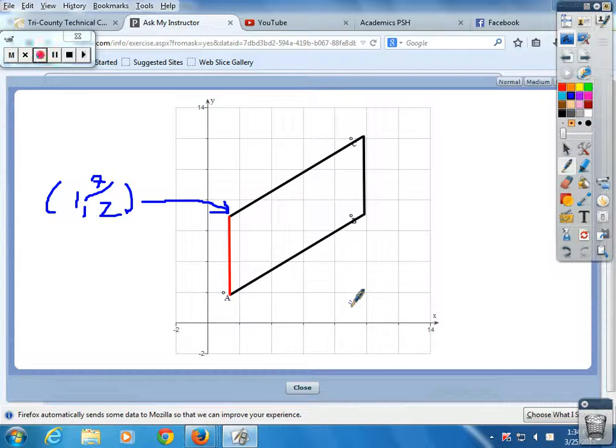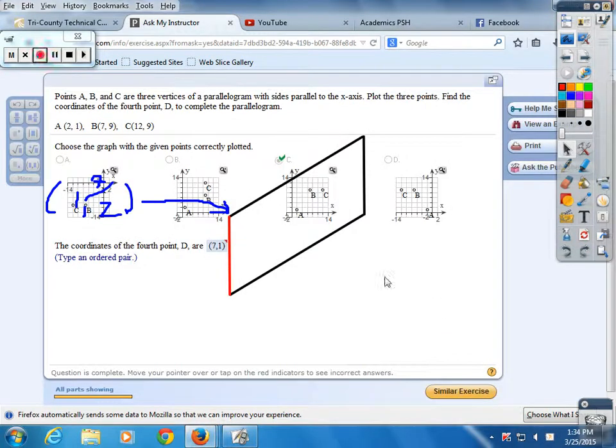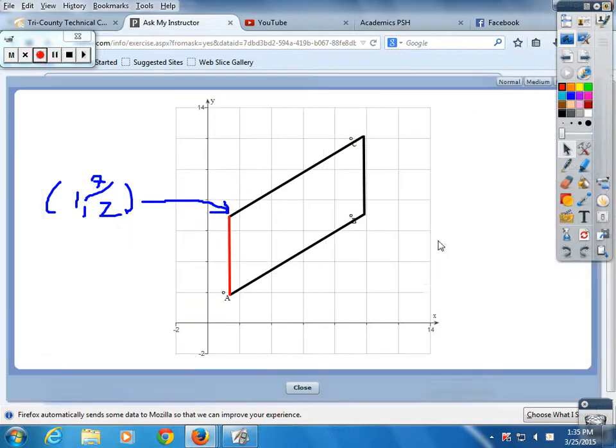Well, something tells me something ain't right. Let's go back and look at the directions. It says A, B, and C are 3 vertices of a plate with sides parallel to what? Parallel to the x-axis. Let's look at that again. What's wrong with this picture?